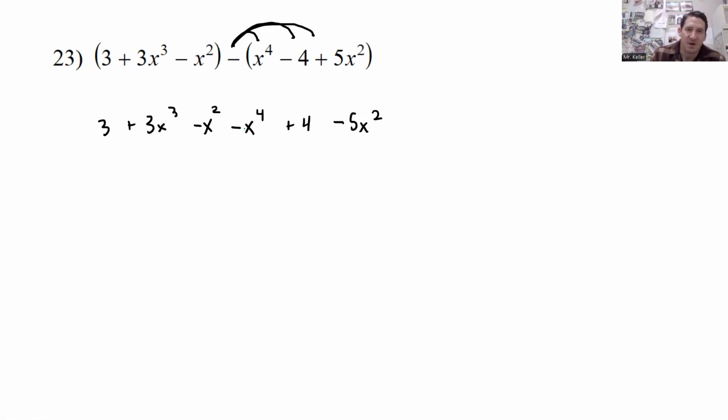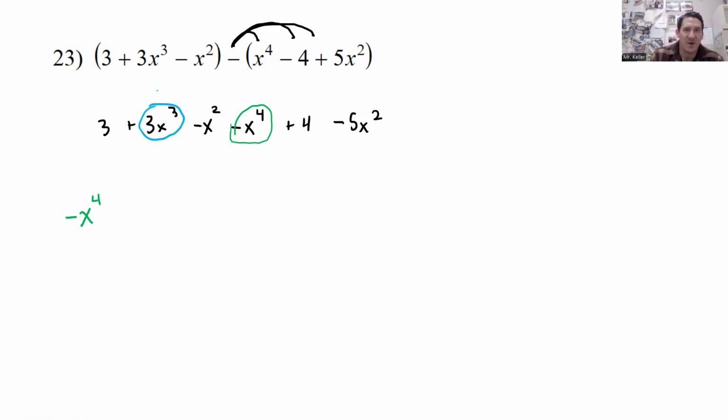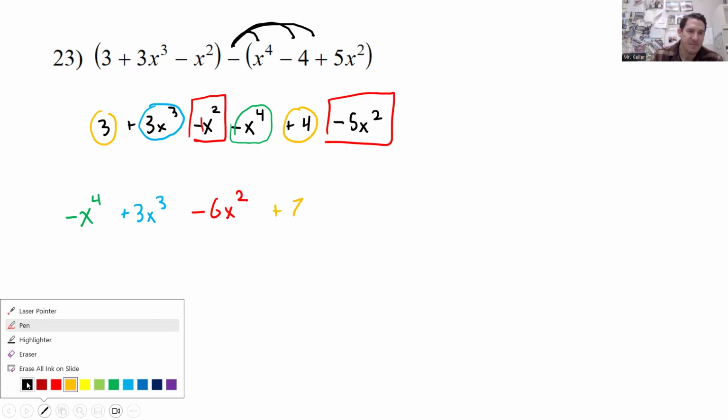In this case, the largest exponent is x to the fourth. There's no other x to the fourth, so that negative stays with the x to the fourth. So it's going to be negative x to the fourth out front. The next largest exponent is x to the third. There's no other x to the third, so that's going to be a plus x to the third. The next largest exponent is x squared, so minus x squared minus 5x squared, so that's negative 1 plus negative 5 is negative 6x squared. And then the last part, the one without a variable, that's going to be plus 7. And that is it.